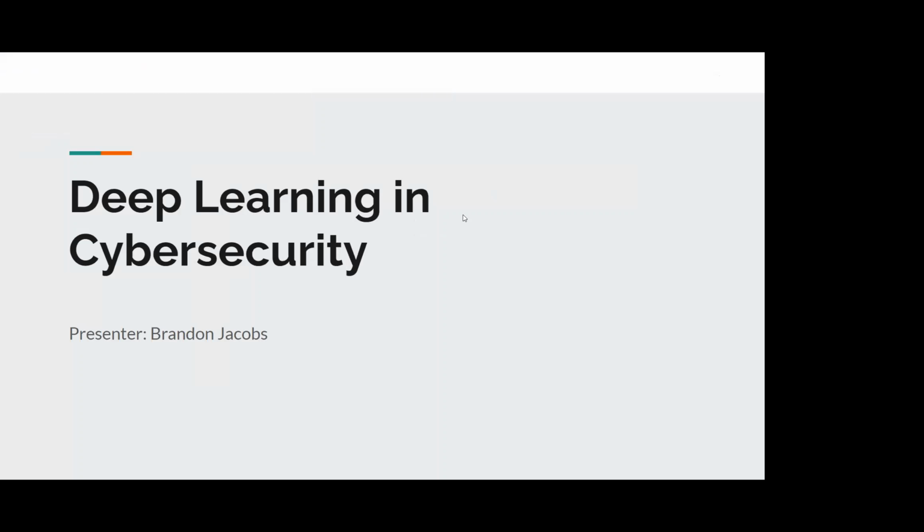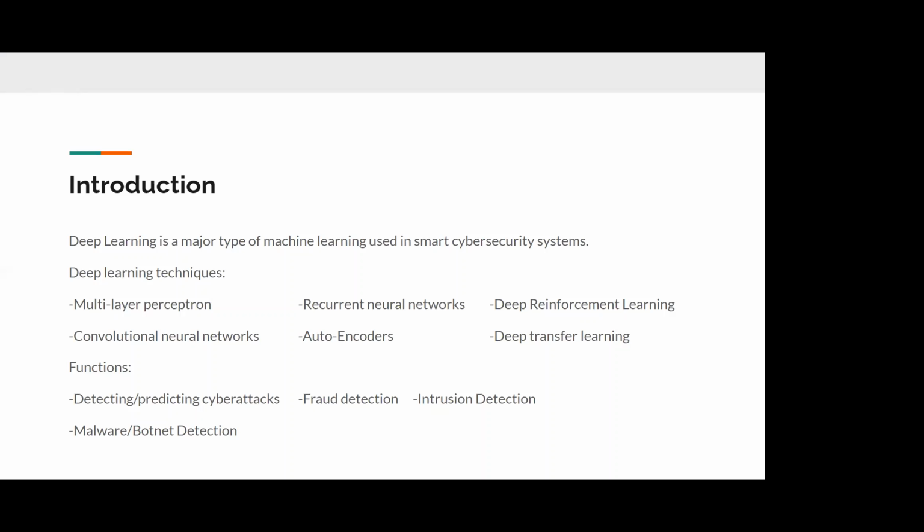Yes. Okay. So my presentation is on deep learning and cybersecurity. Deep learning is a major type of machine learning and artificial intelligence that is used in smart cybersecurity systems today to provide additional, more effective security measures where conventional means like firewalls, antiviruses, and encryption are ineffective.